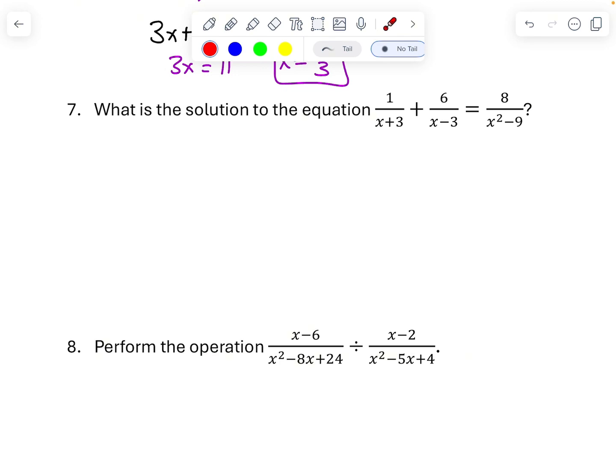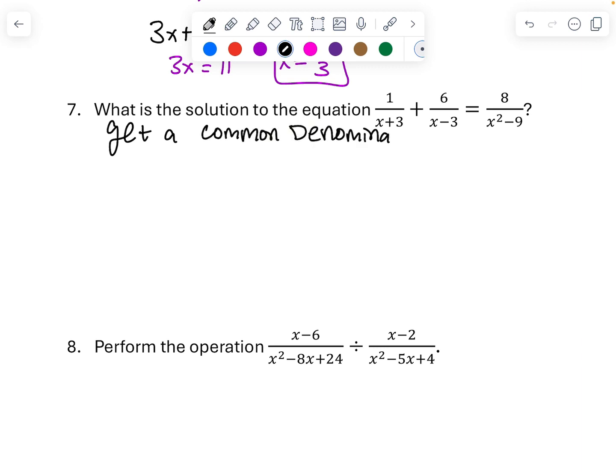So when we're solving rational equations, the main goal most of the time is to get a common denominator. If we don't have a common denominator, we're going to have some problems. But if we can get a common denominator, our life is a whole lot easier. So to get that, we are going to simplify all denominators as much as humanly possible.